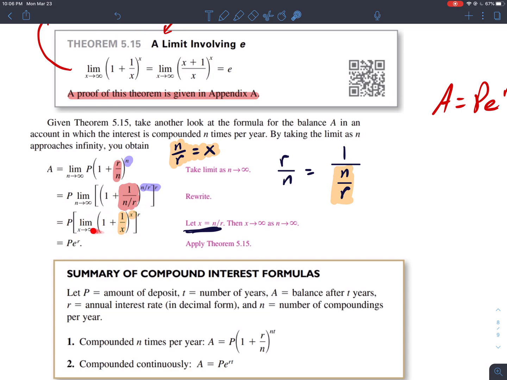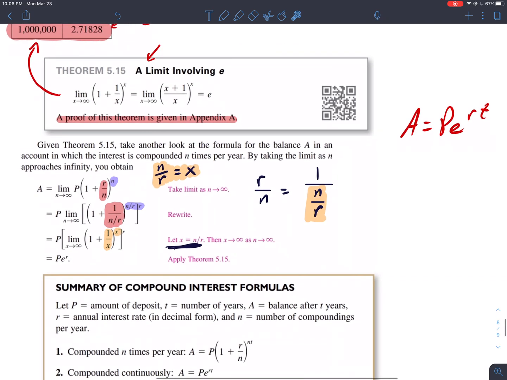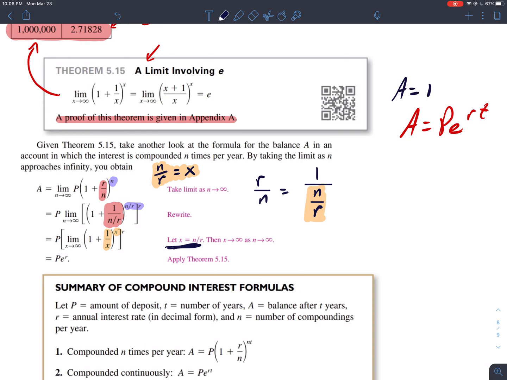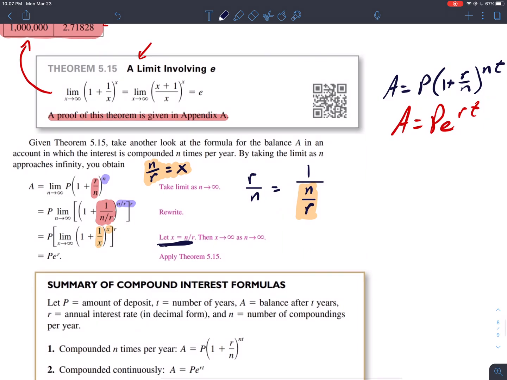I really do. It's a very fascinating proof to show that if the number of compounding periods approaches infinity, then this limit turns into e. And so we get from our original, I'll rewrite it again so I don't have to keep scrolling, A equals P times 1 plus r over n to the n power. Well, nt power technically. We get from that to Pert, if the number of compounding periods approaches infinity, or, as they say, if the number of compounding periods is continuous.